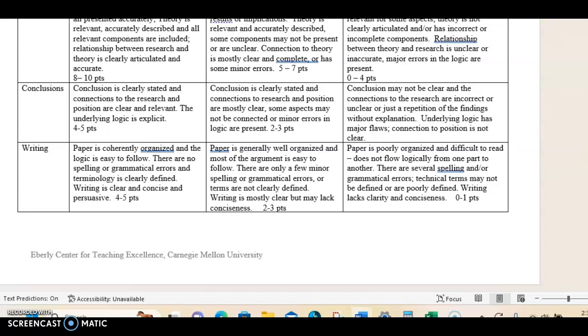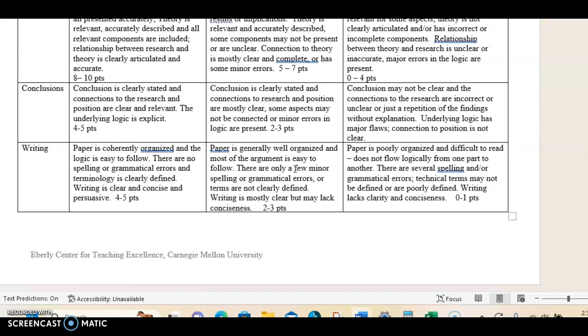When we look here at this criterion titled writing, in this rubric, it indicates no major spelling or grammatical errors in terminology. Next, and here we have this in the second column, there are only a few minor spelling or grammatical errors or terms are not clearly defined. But what exactly is a few? Is a few 3? Is a few 4? So we could perhaps be more specific here.